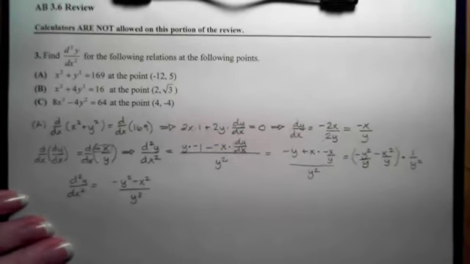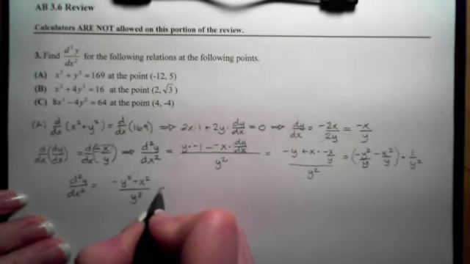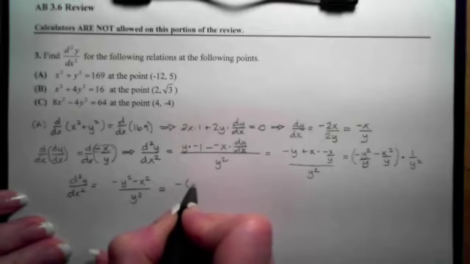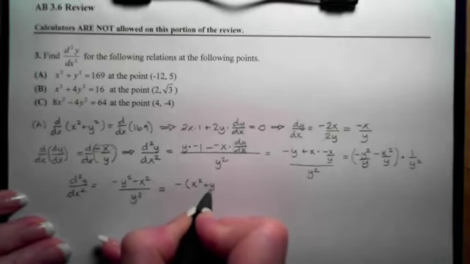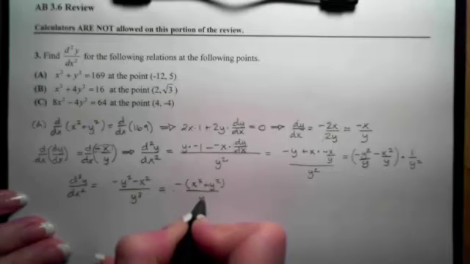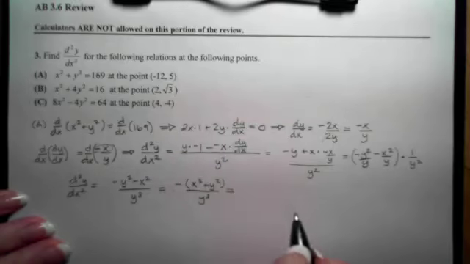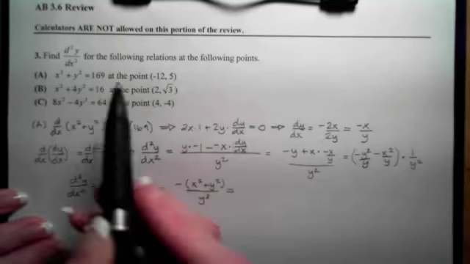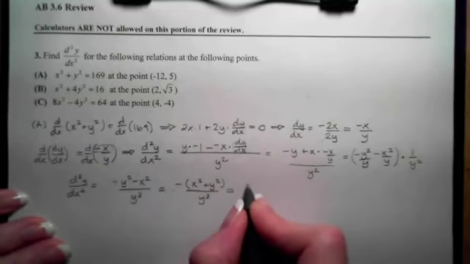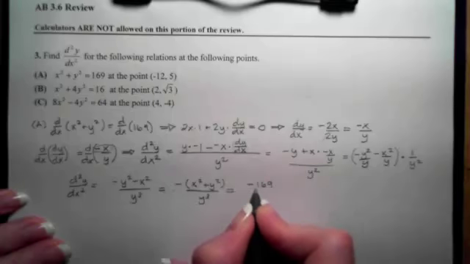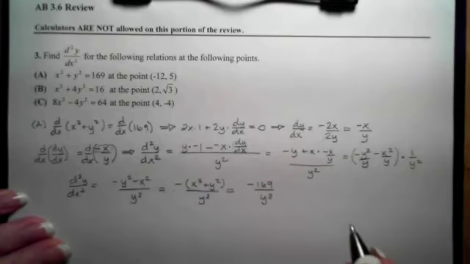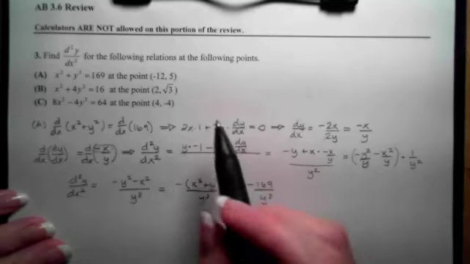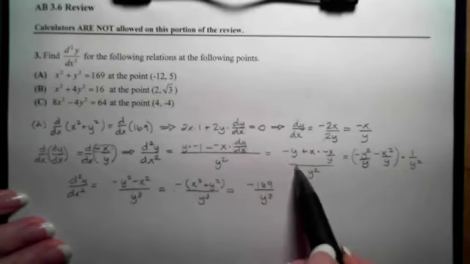Now let's look very carefully at this. This negative y squared minus an x squared is the same as the opposite of an x squared plus a y squared. And notice in the original setup that the x squared plus the y squared was the same as 169. So I actually will get a negative 169 over a y cubed. Now this is much easier to evaluate at the point than this one here.